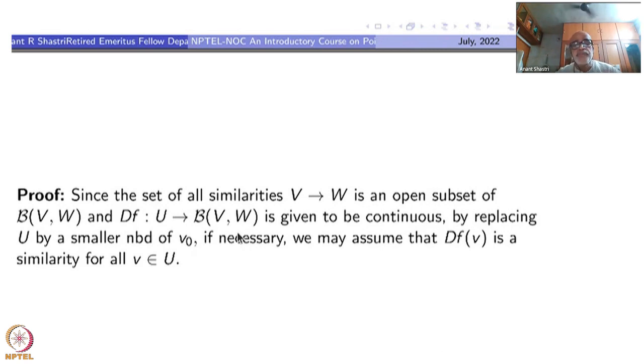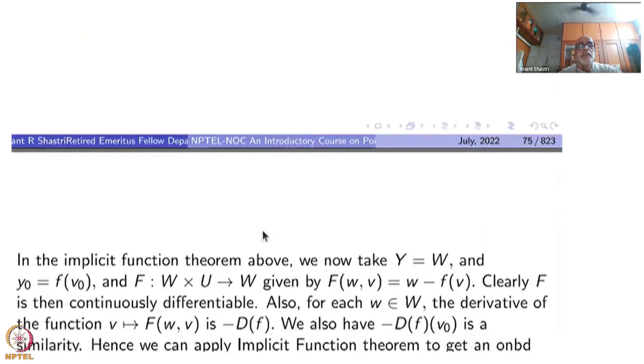And that open subset, let us now rewrite it as U. We don't want the bigger U at all. So the assumption is that, starting with one at one point, it is invertible. We are assuming that for all V inside U, DF(V) is invertible. It's a similarity. Okay. Next step.